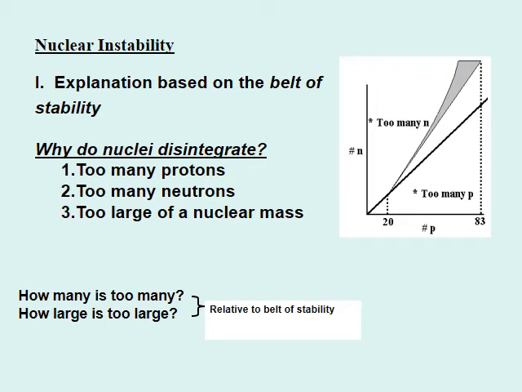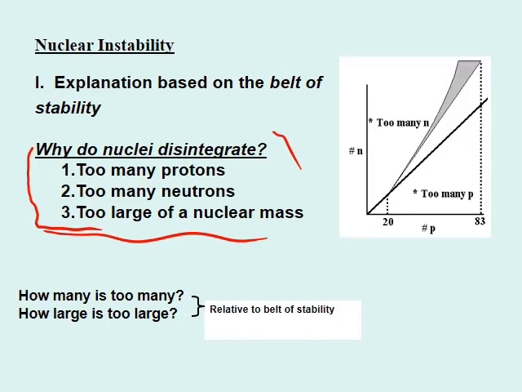Now, nuclear instability could be due to a number of reasons. If a nucleus has too many protons, it would be unstable. Too many neutrons, it would be unstable. If it has a big, large mass, it would be unstable too.